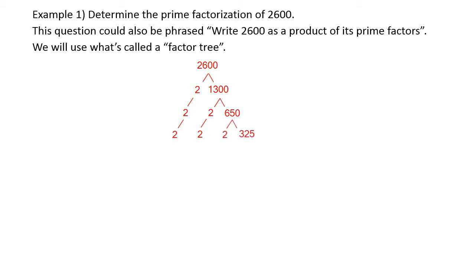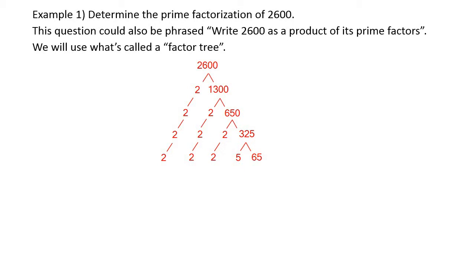650 can be broken down into 2 times 325. It's still an even number. Now carry down your 2's. Again, 325 though is not an even number, so we need to put a larger number into that, and that will be 5. So 5 times 65 is 325.